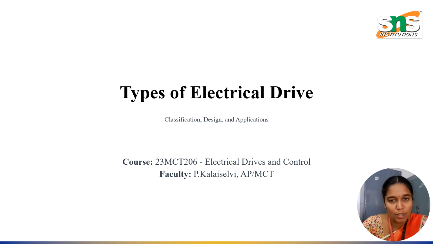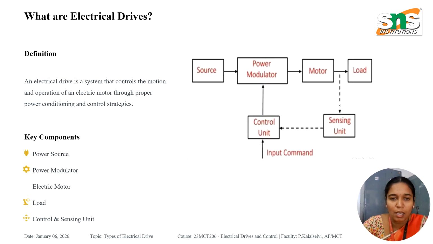Welcome to today's session on types of electrical drive: classification, design and application. Electrical drives play a major role in automation and industrial systems because they help in controlling motor motion accurately and efficiently. In this session we will cover what electrical drives are, how they are classified, different types of DC drives, AC drives and specialized drives, and how design thinking can be applied to choose the best drive for a given application. Okay, so let's begin.